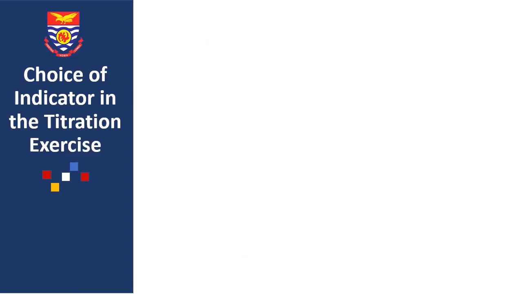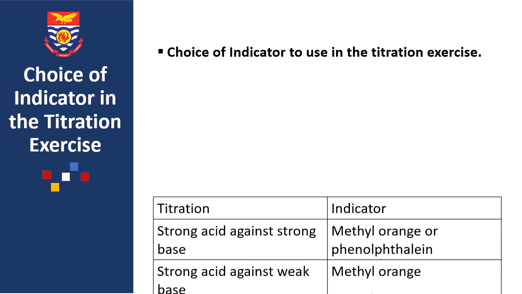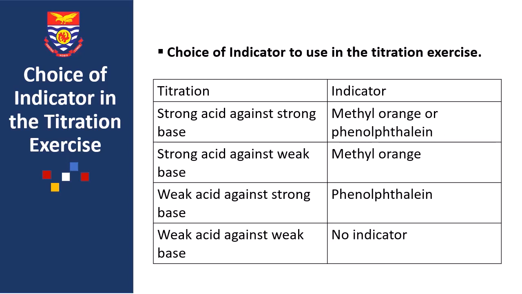So our next task is to consider the choice of indicator in a titration. You cannot just pick any indicator at all. You might think that because you are doing acid-base titration, any indicator will do, that you just pick and you proceed. You may not make accurate recordings, or you may not get accurate values. So to do that, you need to consider the strength of the acid or the base in order to select the right indicator. So here is a guide.